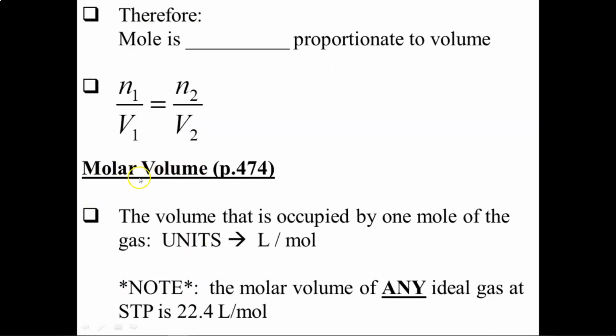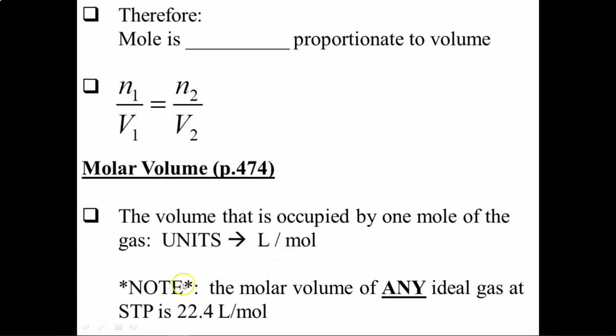Now, molar volume is defined as the volume that is occupied by 1 mole of a gas. So its units are measured in liters per mole. So it's kind of like the opposite of molar concentration, where molar concentration would have been moles per liter, molar volume is liters per mole.